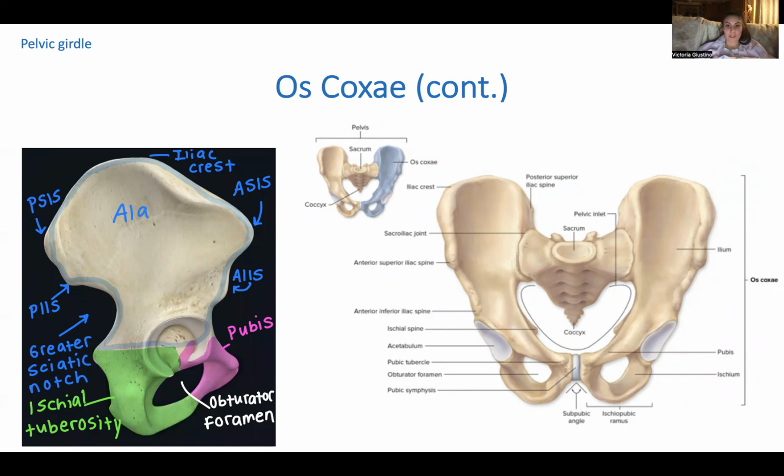So if you're sitting straight up in a chair, you can actually honestly feel it. Yeah, I'm touching my ischial tuberosity right now. It's just the part that you sit on.